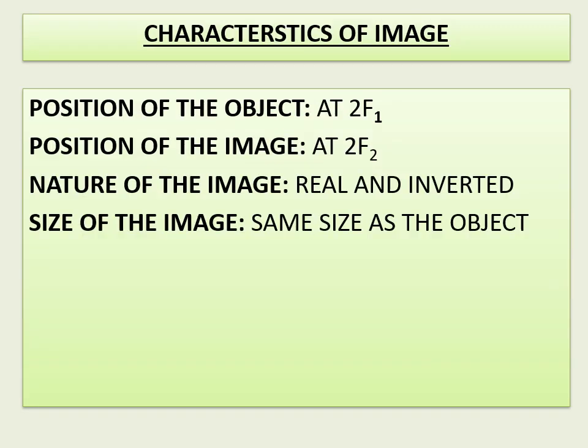Children, coming to the characteristics of this position of the image formation of a convex lens. So position of object here at 2f1, position of the image formed is at 2f2. Nature of the image in this condition, it is real and inverted. Size of the image is same size as that of the object.